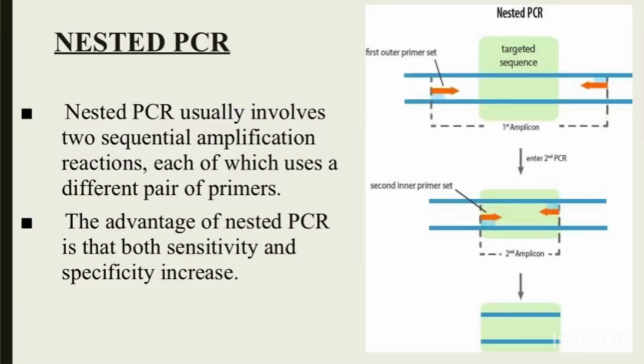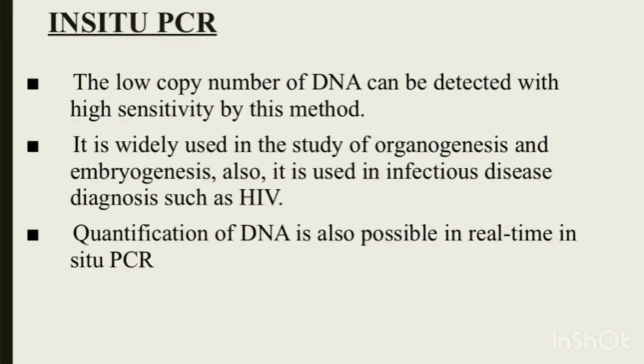Coming to the fourth type of PCR, which is nested PCR. Nested PCR usually involves two sequential amplification reactions, each of which uses a different pair of primers. So two sequential amplification reactions will occur, but in each reaction we will be using different pairs of primers.